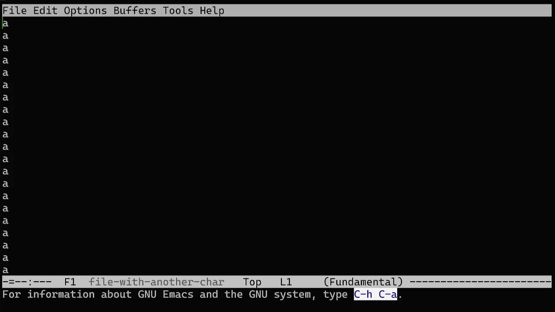And there we are. Of course, substitute the name of these files with your own.